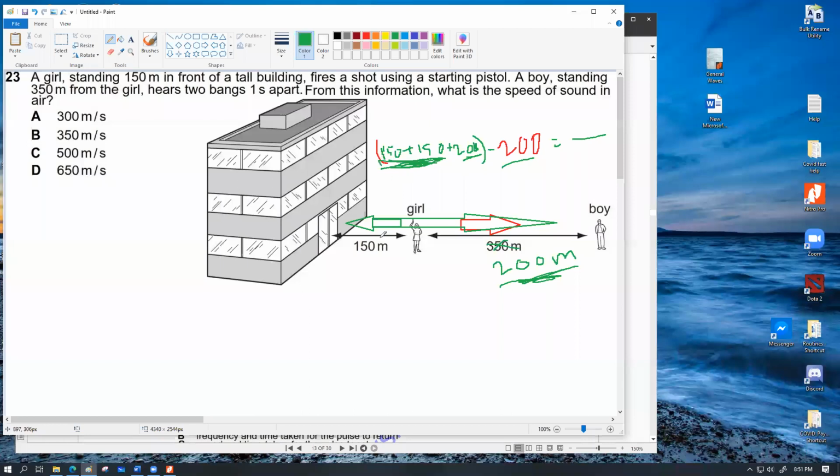This is exclusively dependent on how far the girl is standing away from the building. So basically speaking, bottom line, the speed of the sound is dependent on how far the girl is standing and how far apart this thing is happening. Now I'm gonna do one more change to this question, and I need you to answer this quick. Let's say this distance was labeled as 175, and this time was labeled as 1.5.